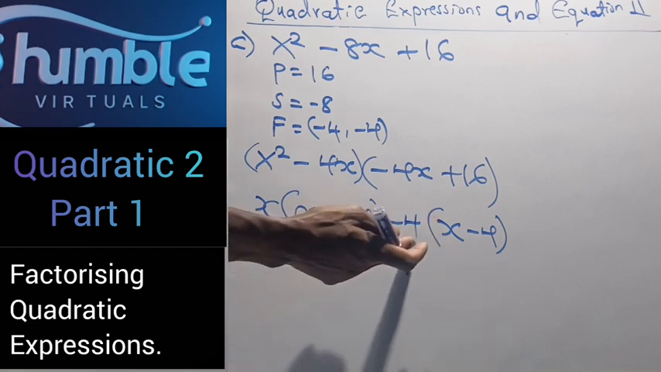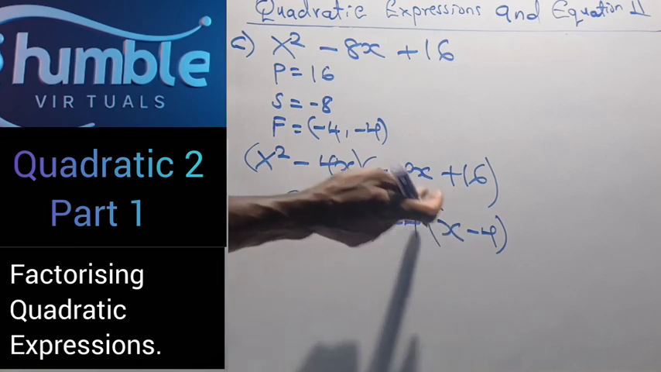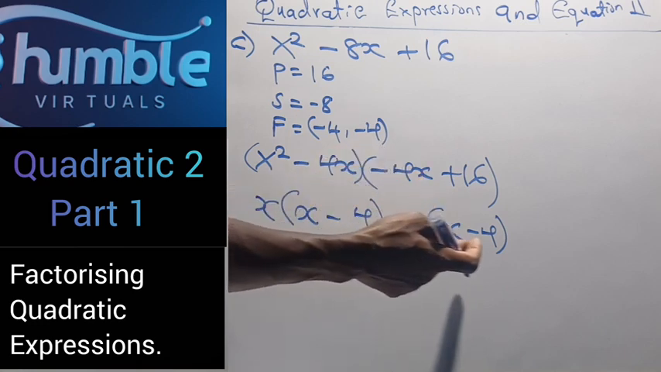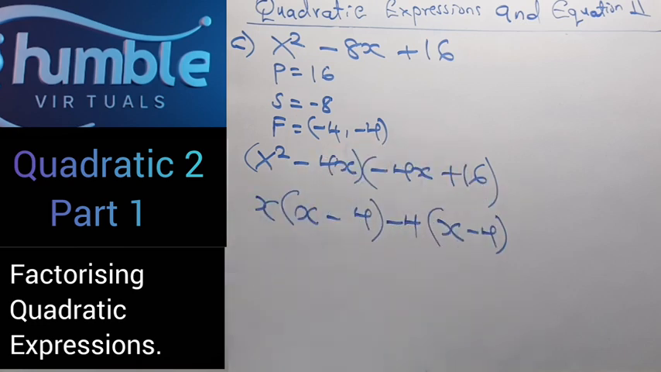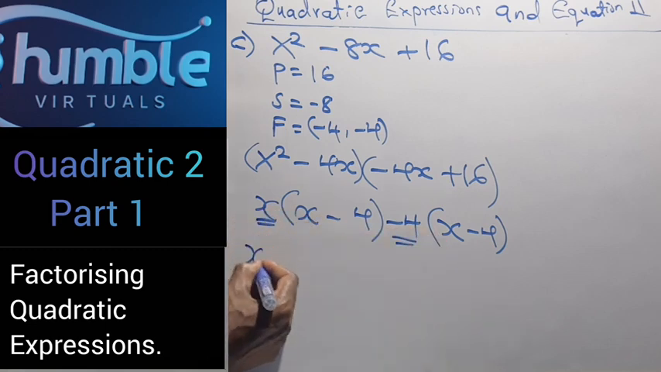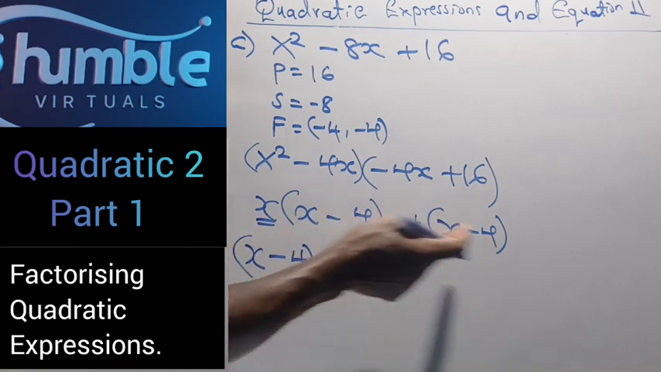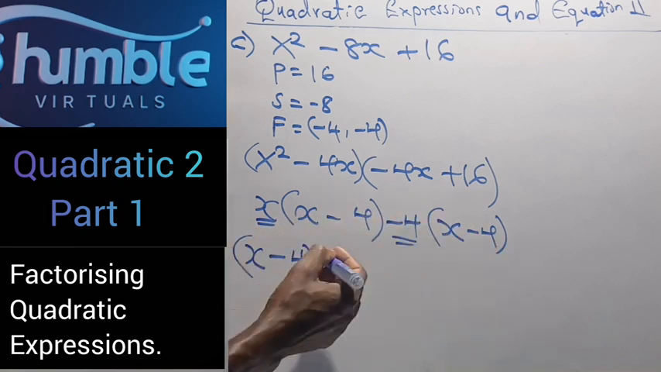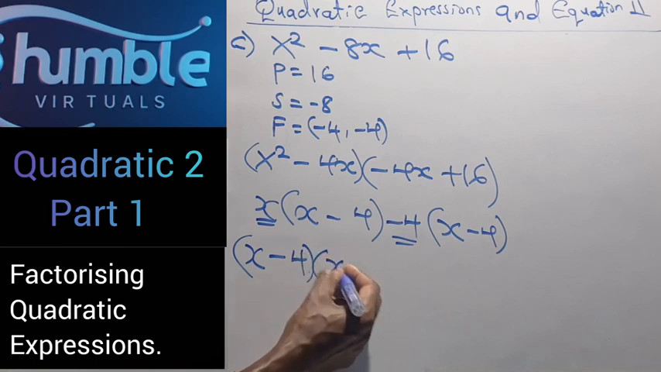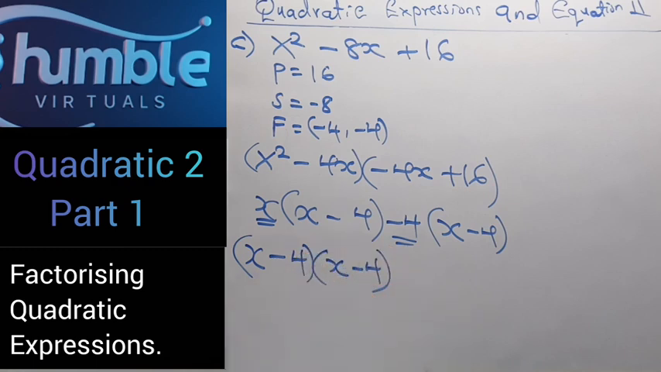So that when we open this bracket, negative 4 by x is negative 4x. Negative 4 by negative 4 is positive 16. Then pick the numbers outside the bracket and put in one bracket. We shall have x minus 4. Pick one of the two brackets which are similar and multiply this bracket with x minus 4.